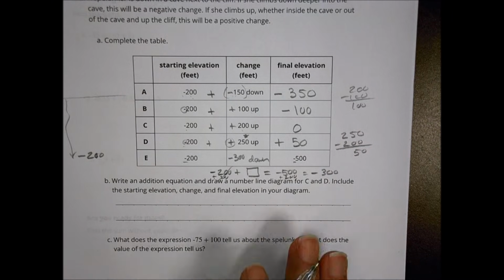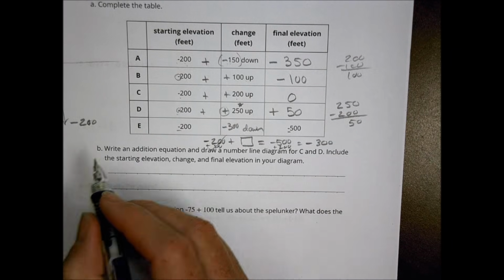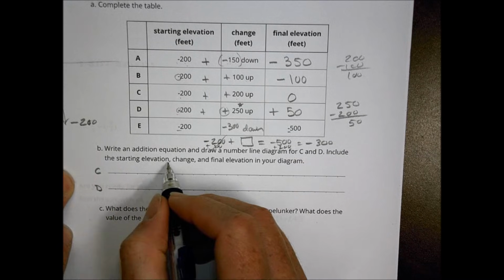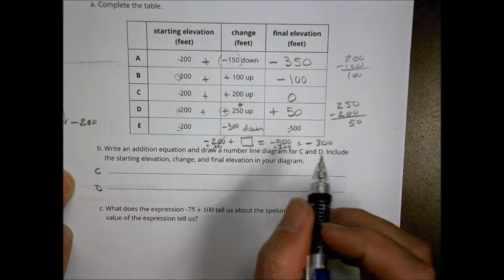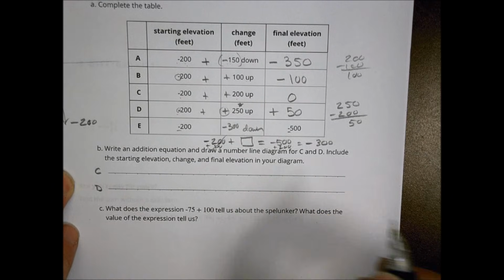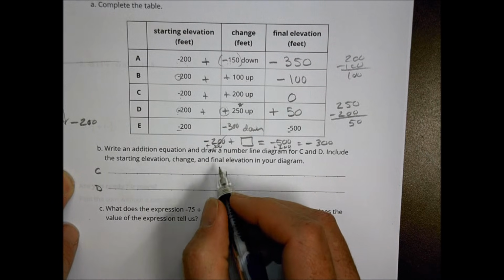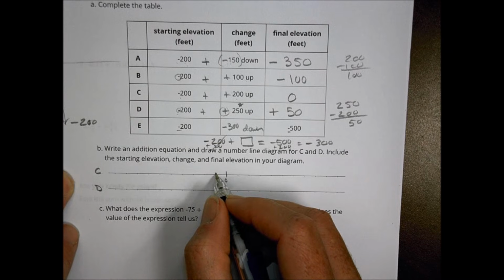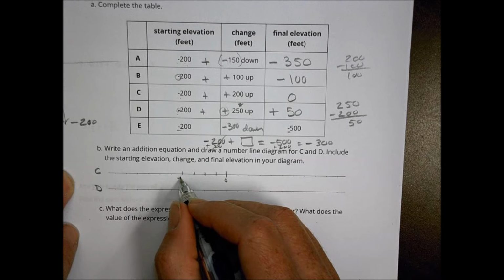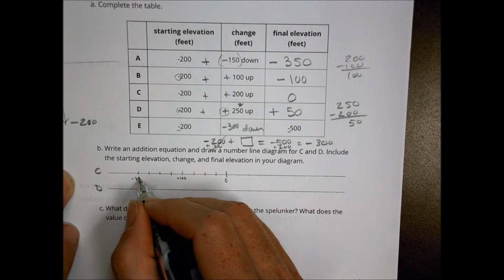B, write an addition equation and draw a number line for C and D. Alright, so here's C and here's D. Include the starting elevation, change, and final elevation in your diagram. So for C, we could say this is 0, and we can say we have 25, 50, 75, negative 100, and 25, 50, 75, negative 200.